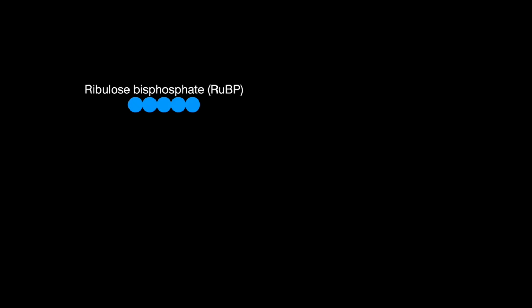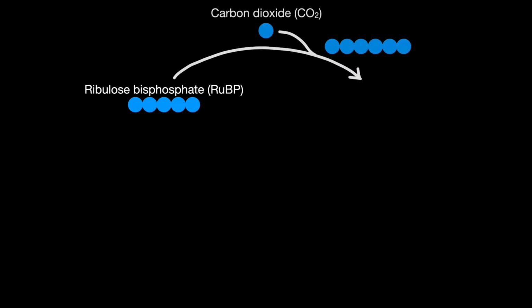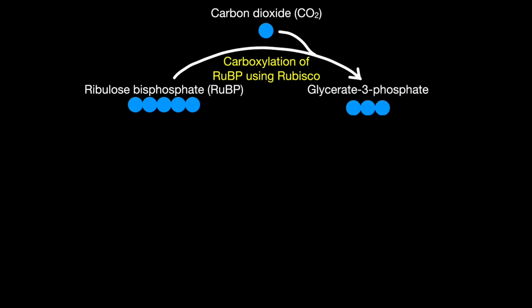We begin the light-independent stages of the Calvin cycle with ribulose bisphosphate, otherwise known as RuBP, which is a 5-carbon molecule. The RuBP combines with carbon dioxide to initially form a 6-carbon molecule. However, the 6-carbon molecule is unstable and therefore breaks up and forms a 3-carbon molecule, glycerate 3-phosphate. This stage is referred to as carboxylation of RuBP and uses the enzyme Rubisco.